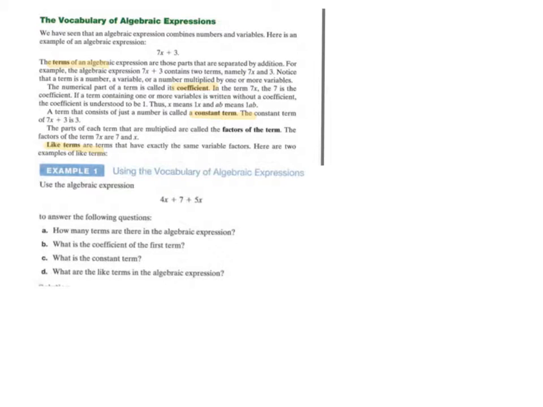Now, like terms are when they have the exact same letter with the same exponent. So we want to know how many terms are there in this algebraic expression. There are 3 terms. What's the coefficient of the first term? Coefficient is 4. What's the constant term? That's 7. And what are the like terms in the algebraic expression? 4x and 5x have the same exact letters, same exponents, so they're like terms.